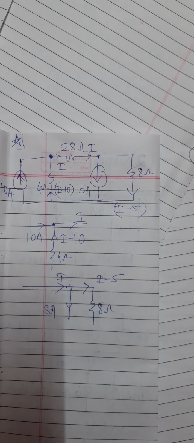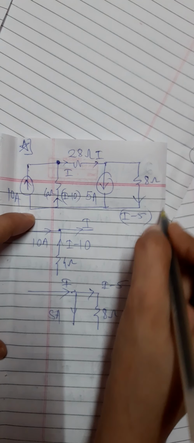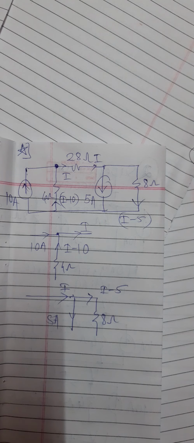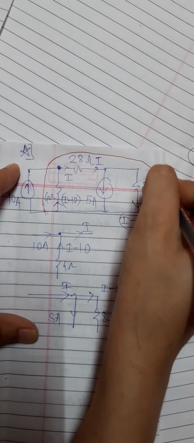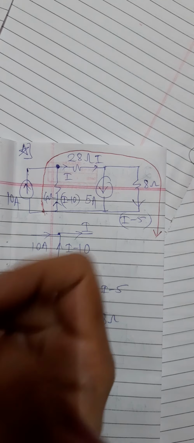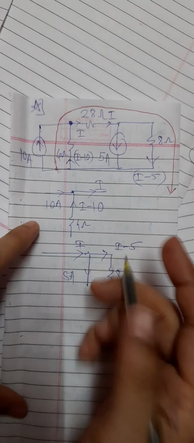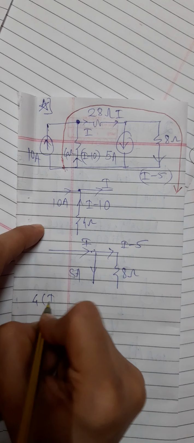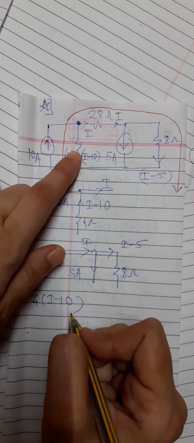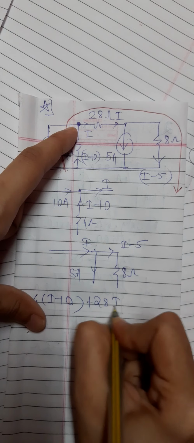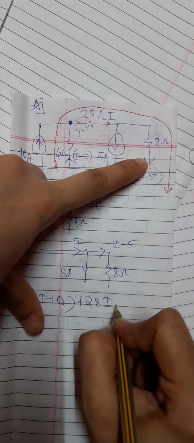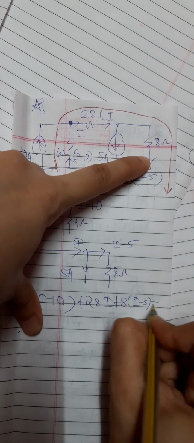Now what I will do, I will write the equation for this outer loop, this loop. Now just check: 4 times I minus 10, current is in the same direction as the resistor, 4 times I minus 10, plus 28 I, plus 8 times I minus 5, equal to 0.